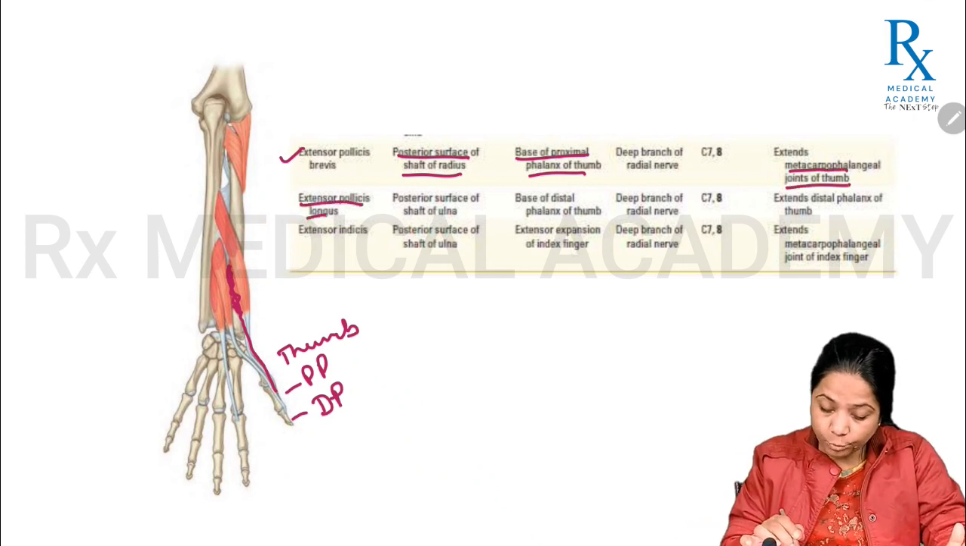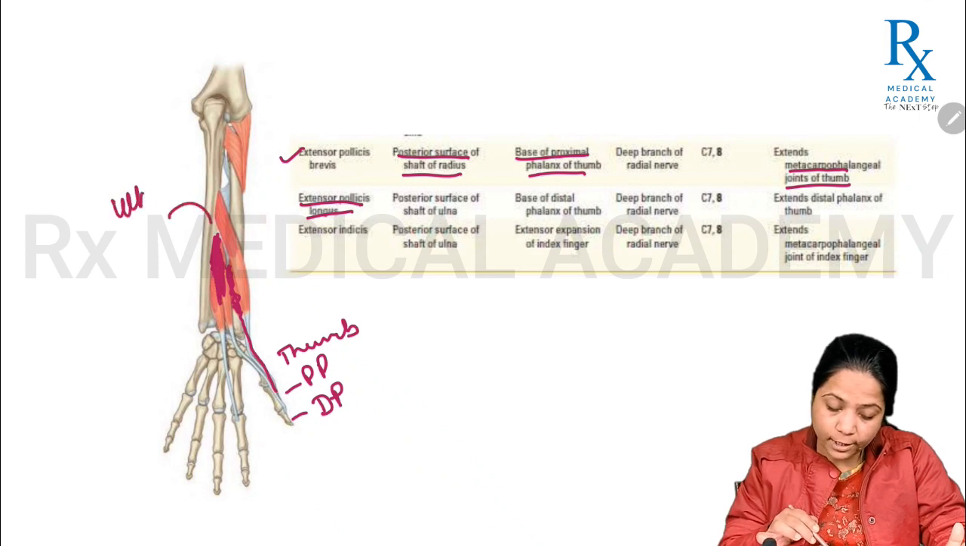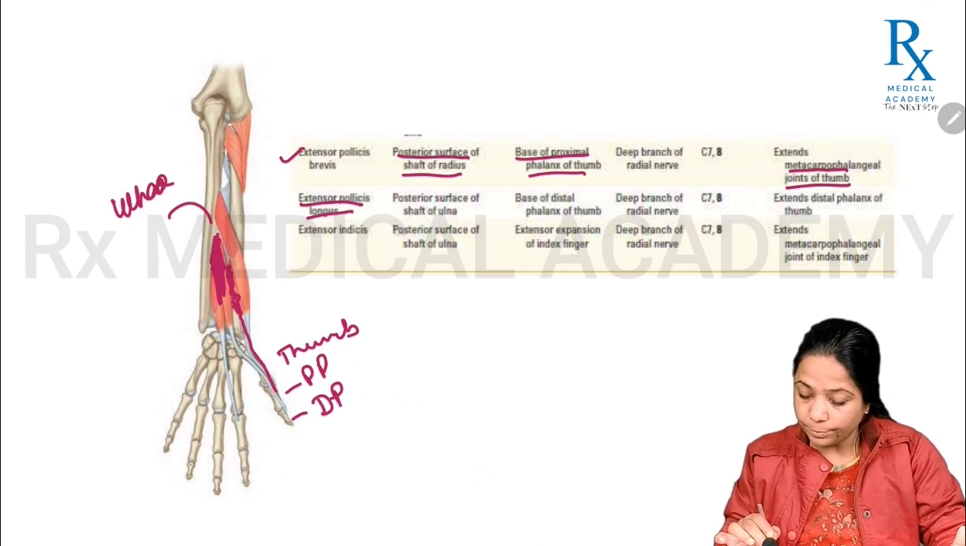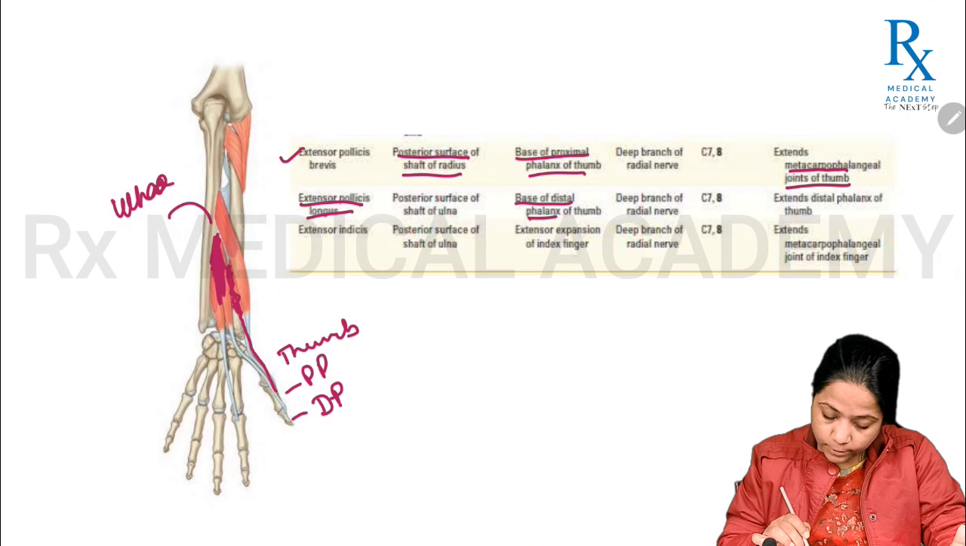Next is extensor pollicis longus. It is arising from the posterior surface of the ulna. You can see here, this is the muscle which is known as extensor pollicis longus. It is arising from the ulna bone, posterior aspect of the ulna bone, and it is going to insert onto the base of the distal phalanx.